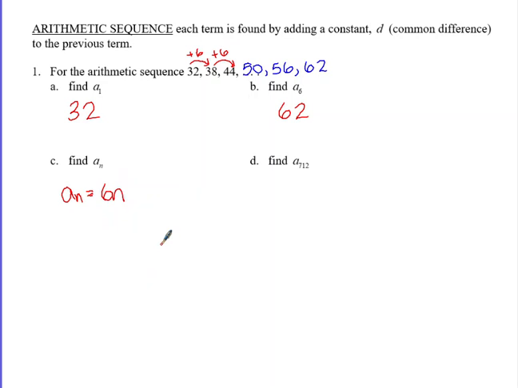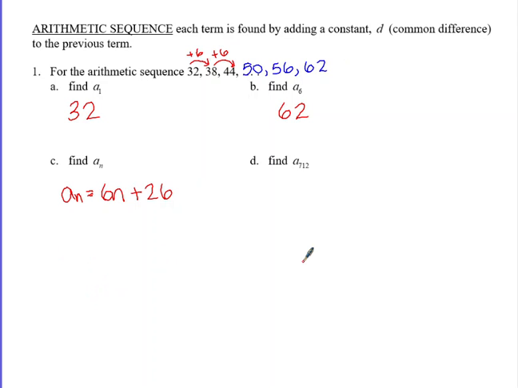If we need the first term to be 32, then that means when n is 1, we end up with 32. So 6 times 1 is 6. We would need to add 26 to make sure that our first term is 32. And you can continue plugging in numbers for n to verify that we get the same numbers in this sequence written here.